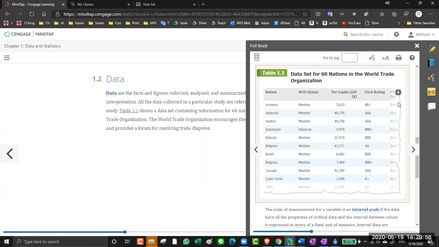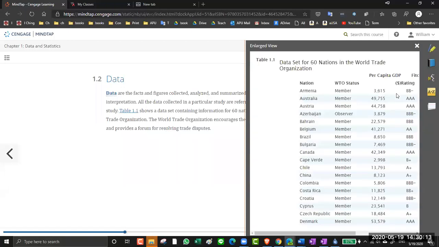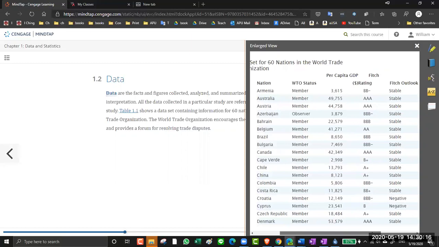So a data set will consist of columns and rows. Okay, so what are the names of the columns? Let me just expand this here. What are the names of the columns in this data set? Nation, WTO status, per capita GDP, Fitch rating, and Fitch outlook. Right, exactly right. How many columns are there? There's 5 columns, right?